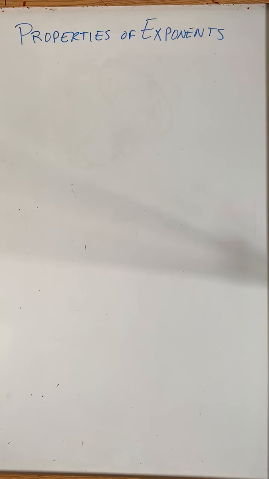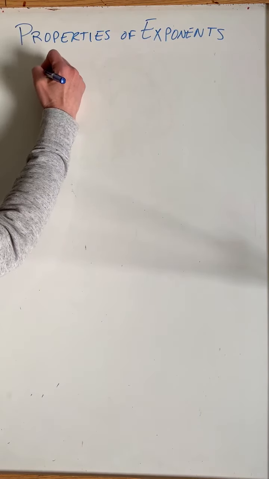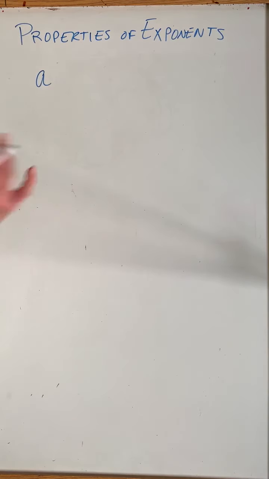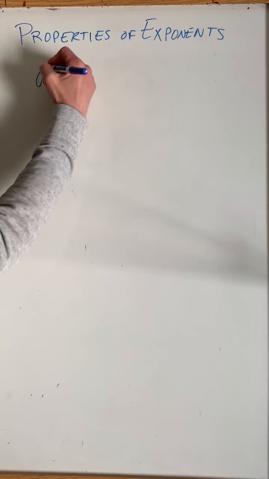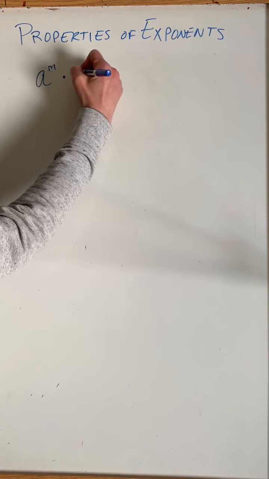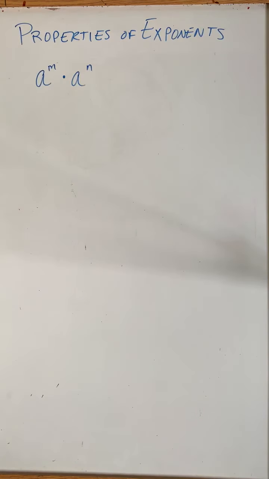Okay, so let's suppose that we have two. I'm going to give you the rules and we'll do a simple example of each one, and then we'll do some more complicated examples. So let's suppose that you are multiplying two powers together.